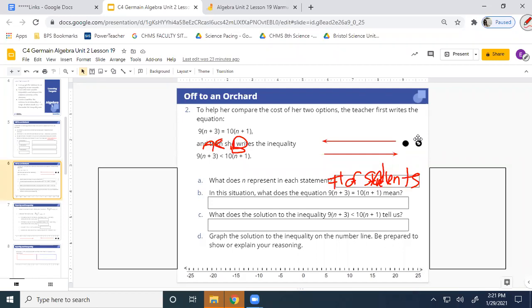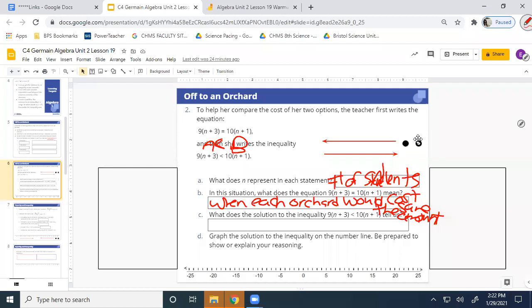Melina? When each cost the same amount. Very good. When we set them equal to each other, we're talking about the cost, right? This equation represents the cost of A and the cost of B. So when we set them equal to one another, that's when the costs are equal. Good. When each orchard would cost the same amount. So it's that point in time when each of the orchards would cost the same amount of money.